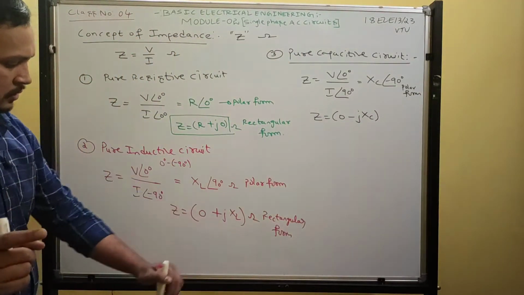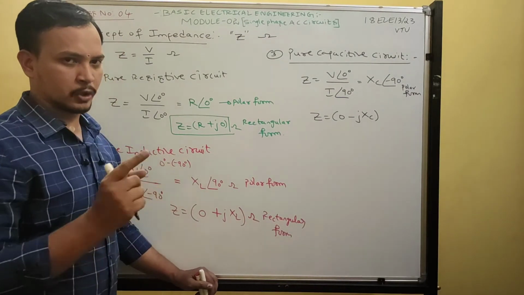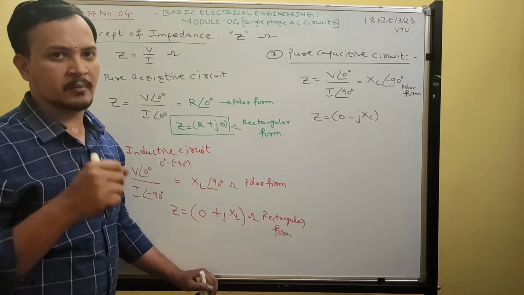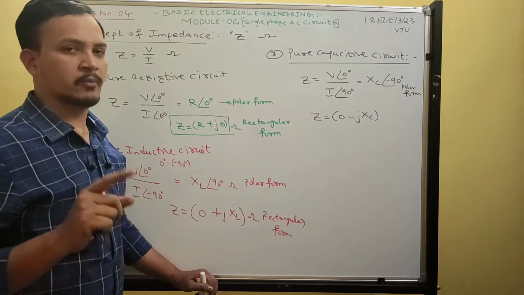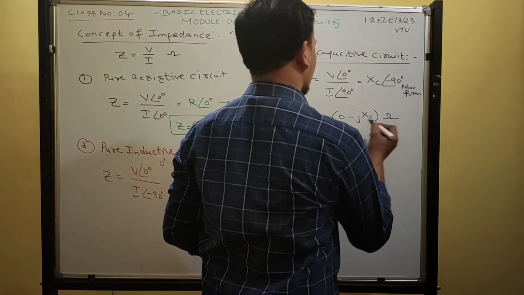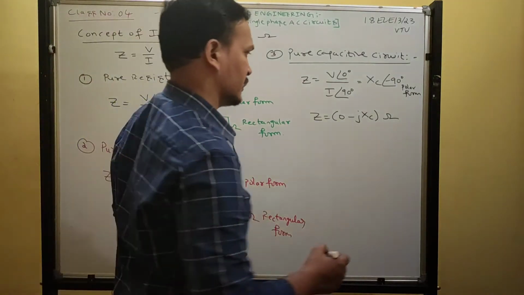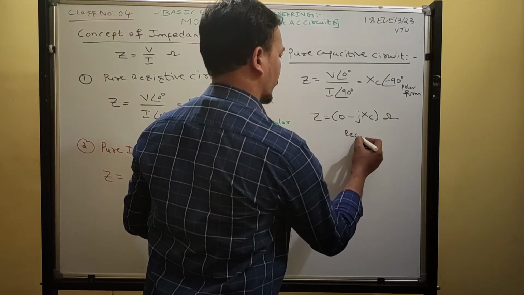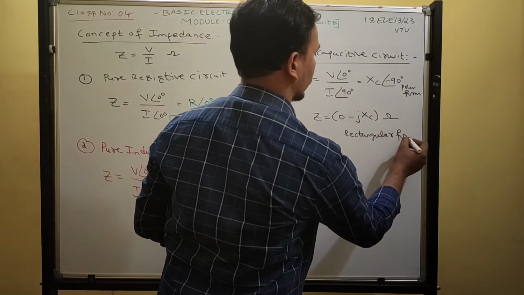For more on rectangular to polar, refer to AC fundamentals lecture number 12 or 13 in module 1. Just go through there, you can easily understand. So impedance for a pure capacitive circuit is Z equal to 0 minus J XC. So it is in which form? Rectangular form.